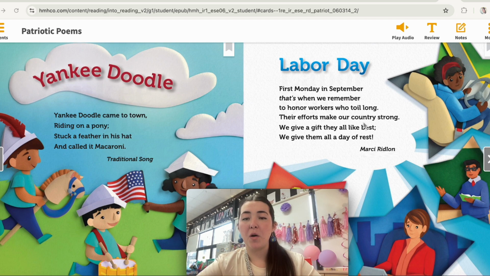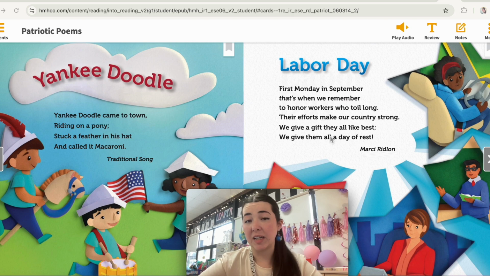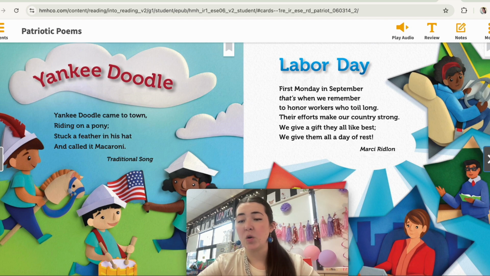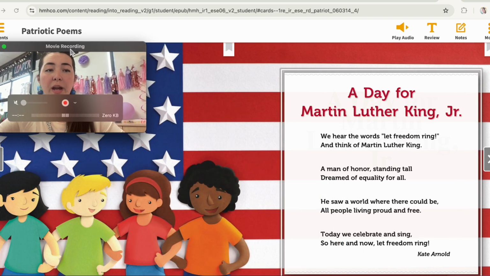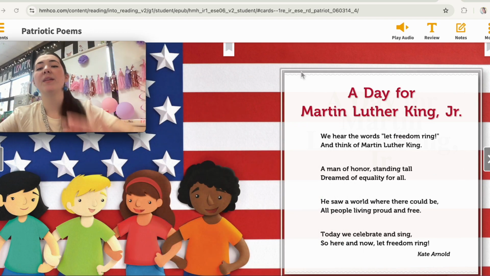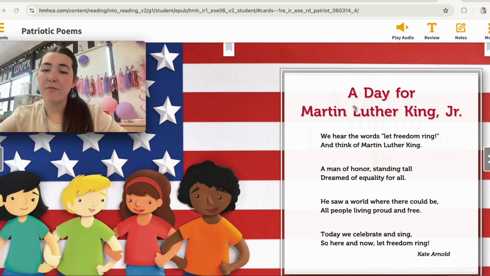When we talk about a poem, this group of words all together is what we call a stanza. Go ahead, turn your page. We're now going to be relocating Miss Meadows to over here. And this poem is called A Day for Martin Luther King Jr. by Kate Arnold. This shows us a little bit better what the stanzas look like. This right here, this chunk is a stanza. This is a stanza. This is a stanza. And this is a stanza.